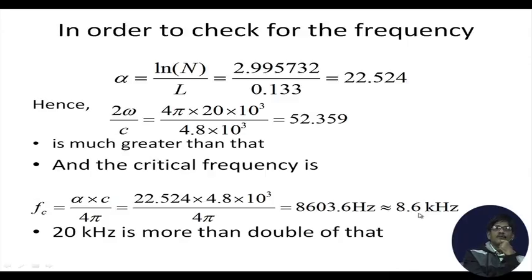So, are we at more than 8.6 kilohertz? Yes, we are working at 20 kilohertz. Even if you double 8.6 kilohertz, we are even more than that. 20 kilohertz is more than double of that. So, we are in a safe zone of frequency. We have found out the length of the horn, and we have checked that we are working in a safe range of frequency in comparison to the threshold frequency below which there will be no periodic motion.